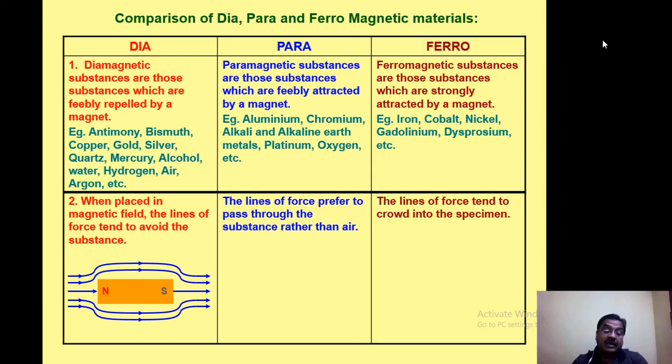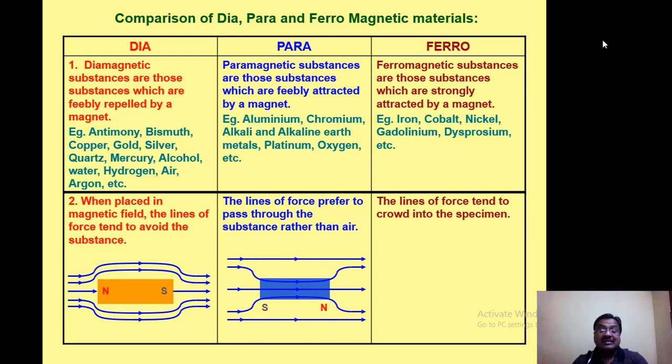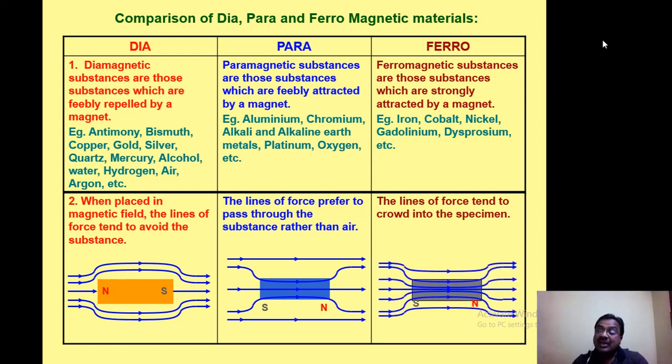You see, for a diamagnetic substance, the lines of force go away from the magnet. Whereas for a paramagnetic substance, lines of force pass through the substance. They are not avoiding it, as is clear in the blue figure. The magnet is represented in blue here, and the lines of force passing through it are also in blue. You can clearly understand. But in the case of ferromagnetic substances, lines of force tend to crowd into the substance. You see the number of lines of force in the third figure, in the case of a ferromagnetic substance, crowded into the specimen.